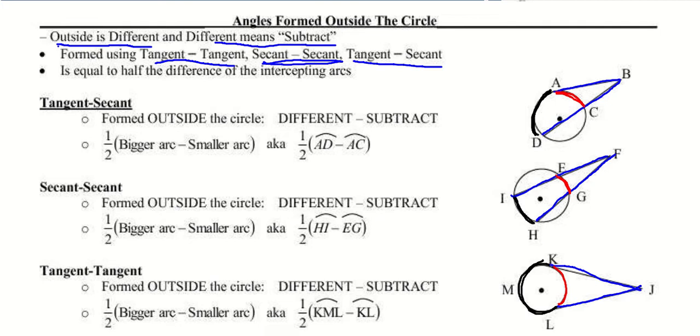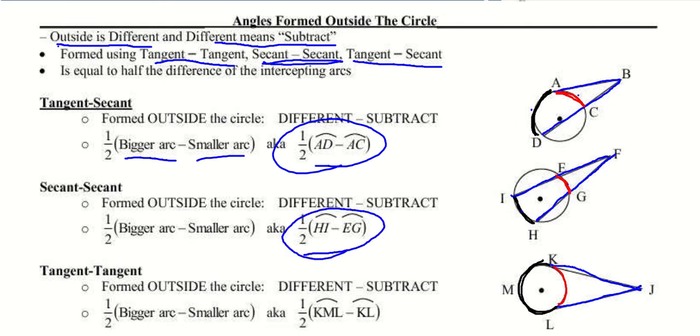Okay, and so to figure out the measure of the angle, remember outside is different, we're going to do half the difference. So I'm going to take the bigger arc minus the smaller arc, and then I'm going to divide it by 2. So AD minus AC, big minus small, right? Here it's HI and EG, half of that, so HI minus EG. And then on this one, the bigger arc is KML minus the minor arc KL, and divide by 2. So bigger minus smaller divided by 2. That's our formula, okay? So no matter what the diagram is, if it's outside, different, we're going to subtract.